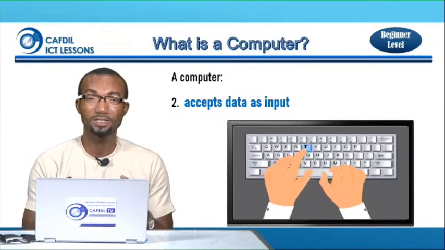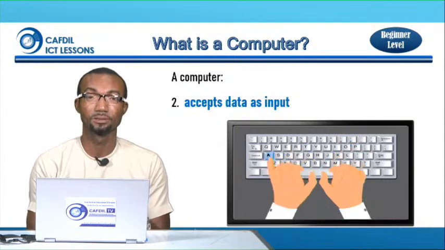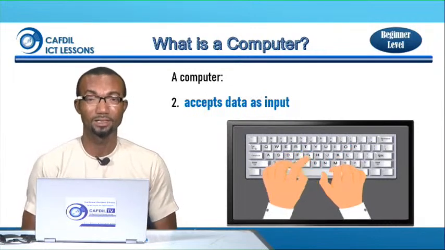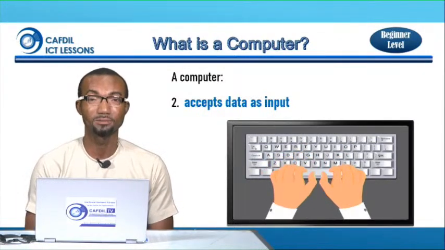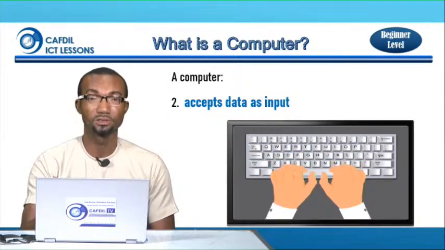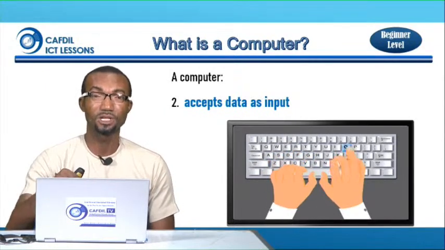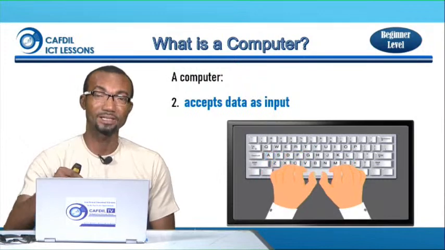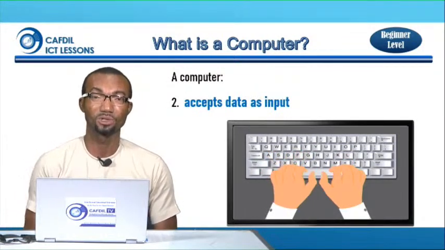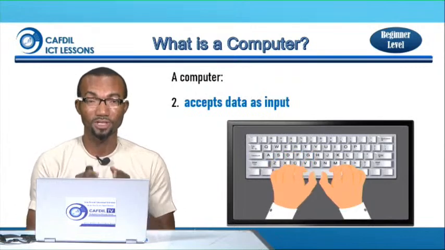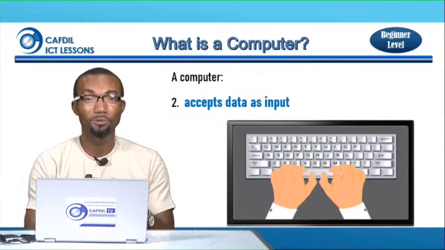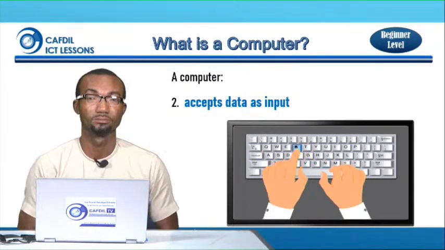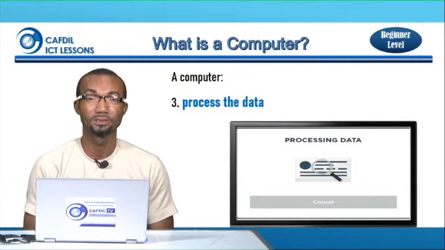The raw figures that we give to the computer is what we call data. And the process of putting that data into the computer system is what we call input. So anything I feed into the computer system is called data. And the way I feed that data into the computer system is what we call input. So after being an electronic device, a computer must accept data as what? Input. Let's look at the next keyword.